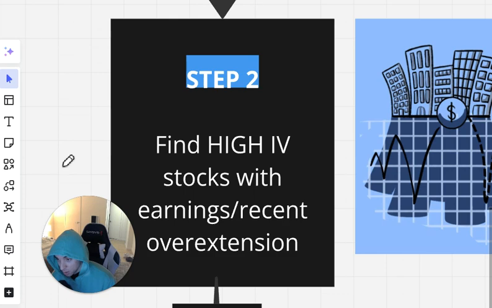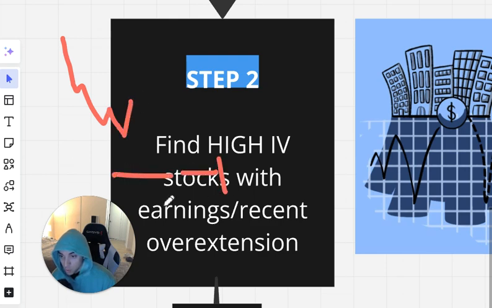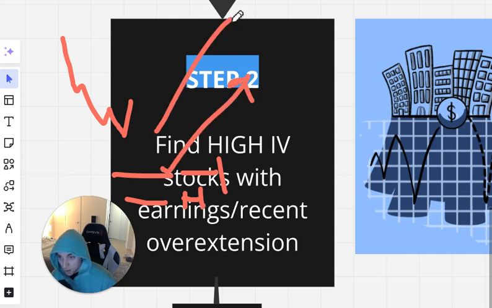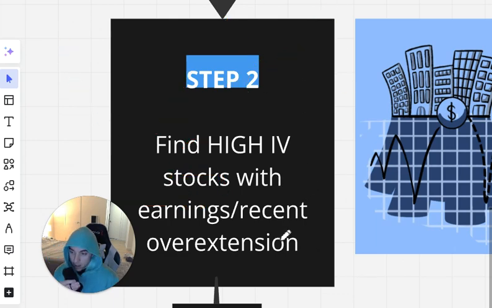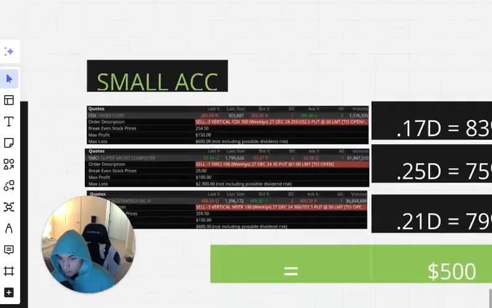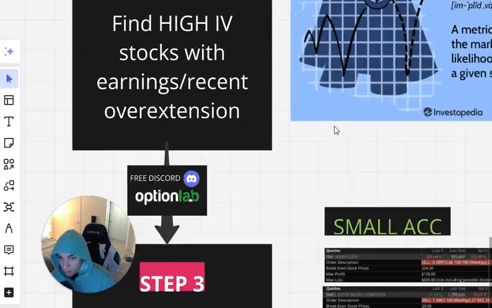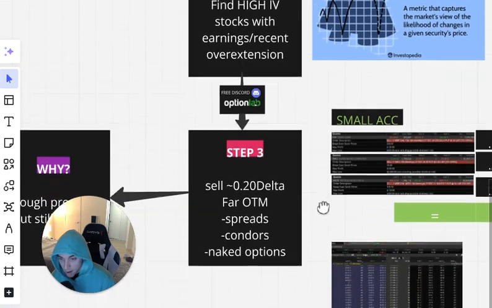And overextension simply means that we're playing for a correction. So if a stock is overextended to the downside, we might sell a bull put spread below it, anticipating that it bounces in the short-term future. And the same thing on the upside. If it's overextended to the upside, selling a bear call spread in anticipation that it's going to go down. So I drew out 3 examples here of how I would do this. So let's do that now.